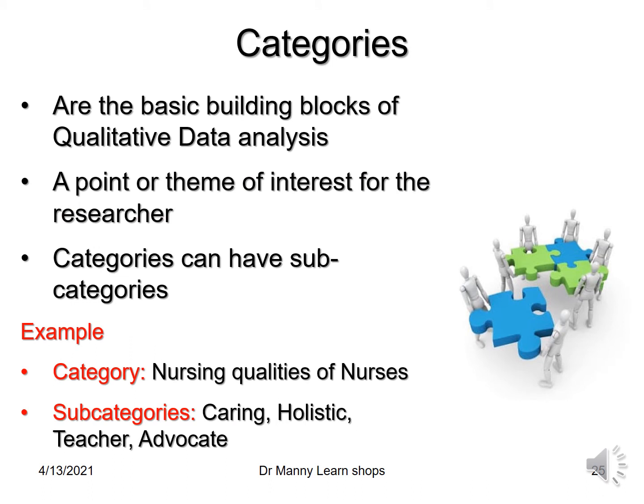This creates categories, and categories basically are the building blocks of qualitative data analysis. This is the point or theme of interest for you as the researcher. But remember, categories have got subcategories. For example, if I had the category nursing qualities of nurses, then I could have subcategories which mean caring, you're holistic, you're a teacher, you're a patient advocate.